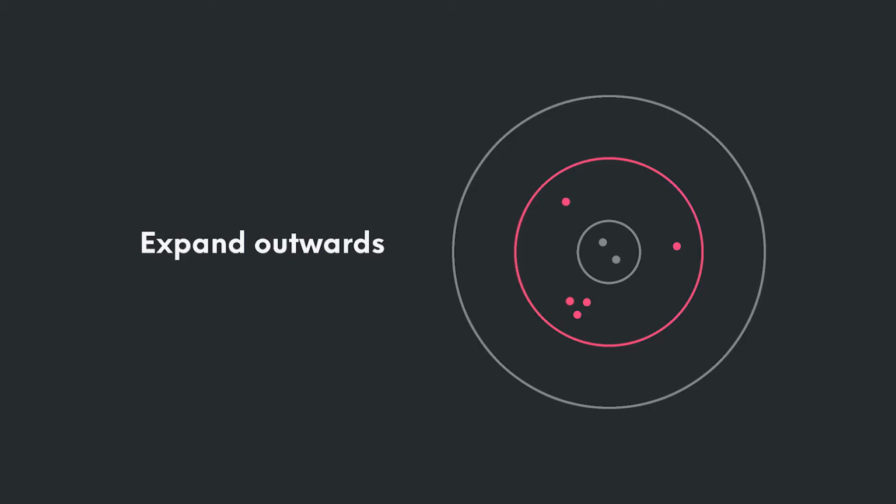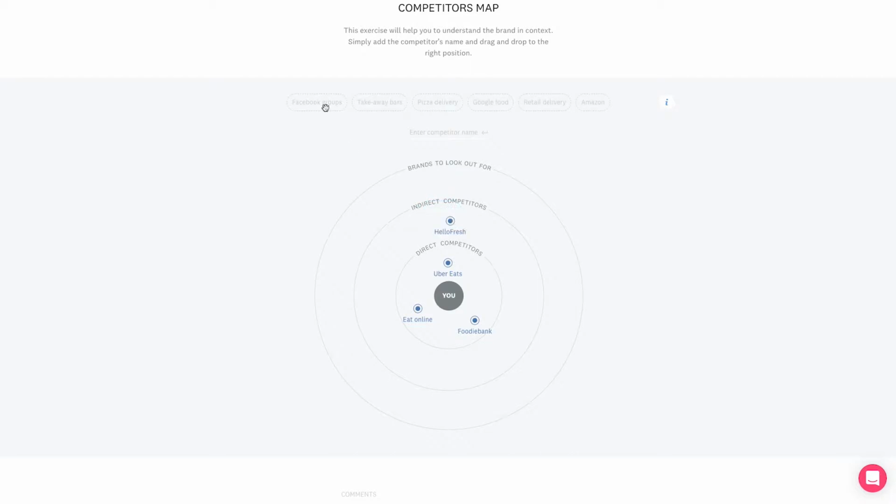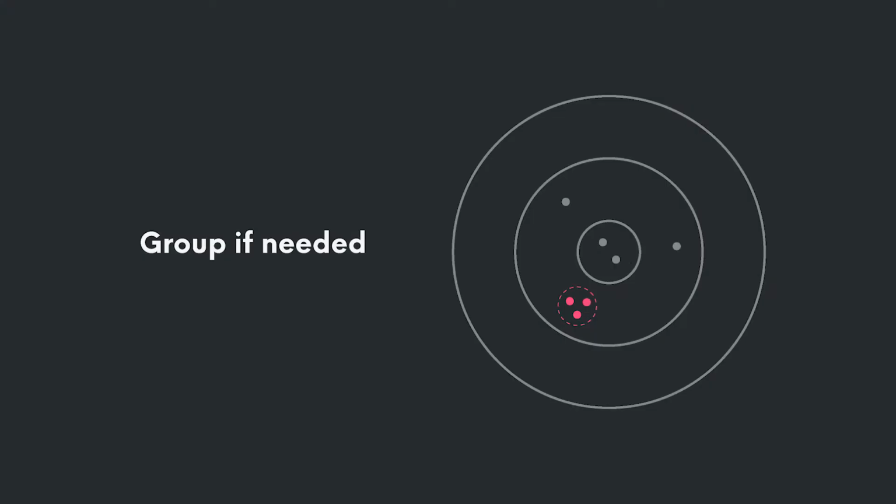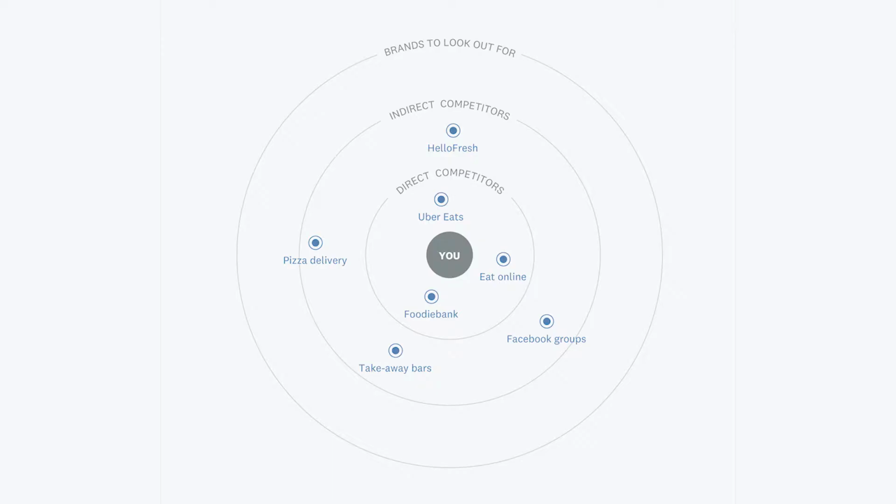Next to the most direct competitors, we have indirect competitors. These are competitors that solve a similar need for the customer but are slightly different or not in the same industry. For example, the pizza delivery restaurants or the takeaway restaurants. If you start to see a lot of similar brands pop up, it could be interesting to group them together to get more of a macro overview because, for example, there are millions of pizza delivery places, so maybe you can group them together as one just to see how it relates to your brand.